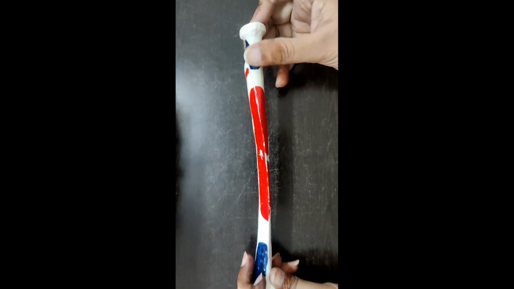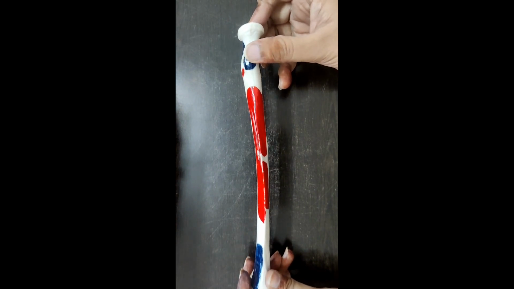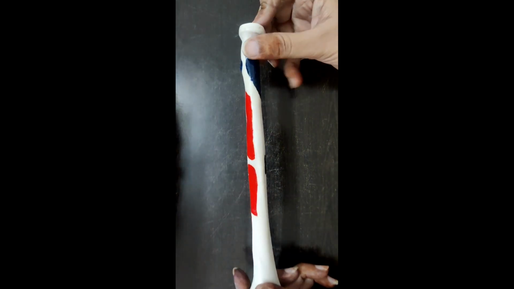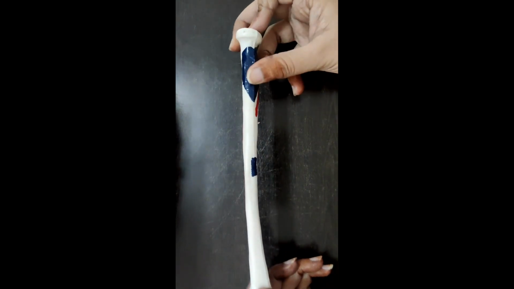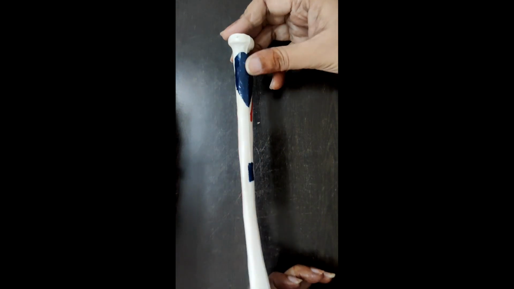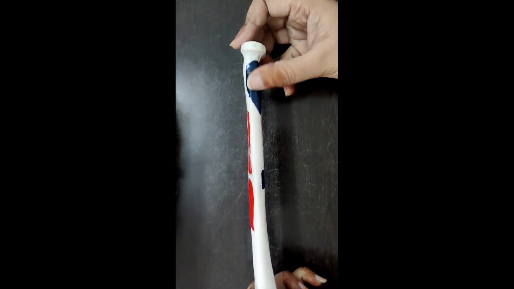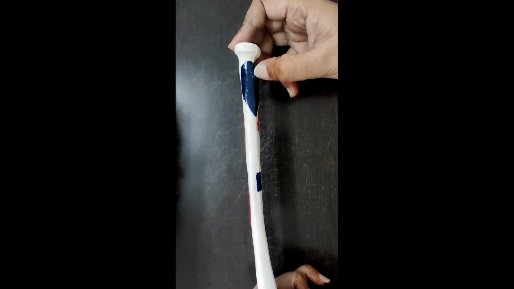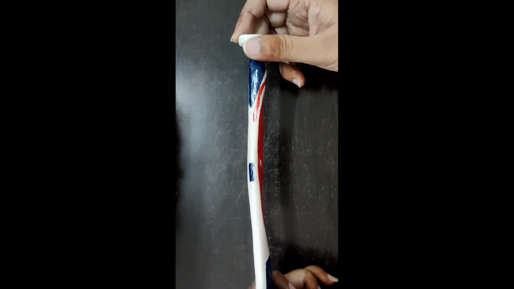Then at the radial tuberosity, here we have insertion of biceps brachii muscle. So it is marked with blue color. Then the lateral aspect of this upper end, it is again marked with blue color. This is denoting the insertion of supinator muscle. So here we have the insertion of supinator muscle.